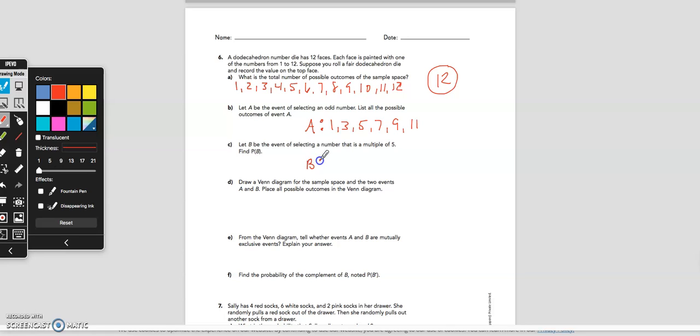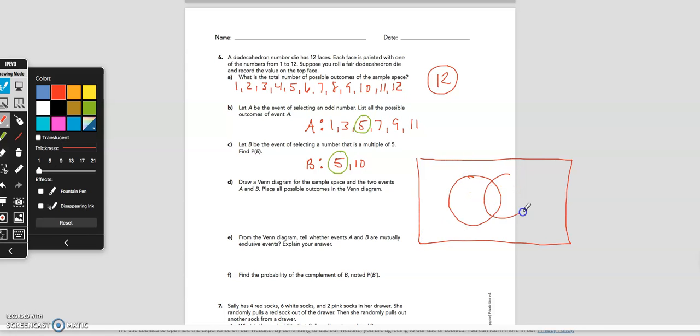Event B is randomly selecting a multiple of 5. So up here on the list, we have to find what are the multiples of 5, and that's going to be 5 and 10. Now, something I want you to keep in mind, I want you to notice here that this list has one number that appears in both lists. All right, that's the number 5. So for the next question, when we draw our diagram here, the circles have to be intertwined because there's one number that satisfies both.